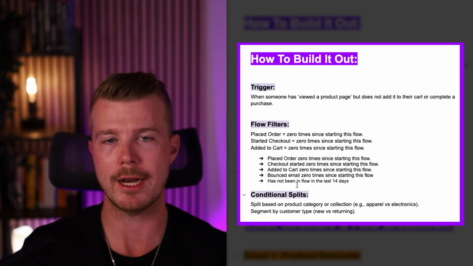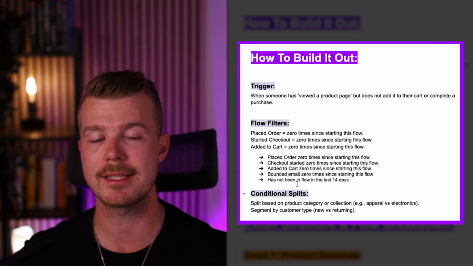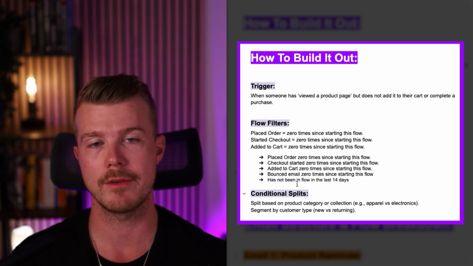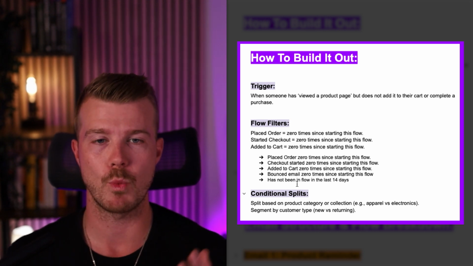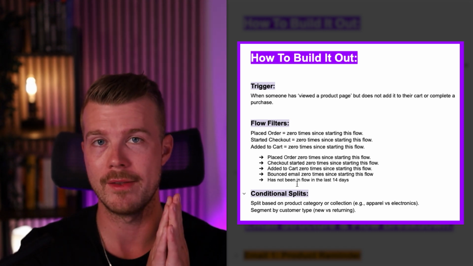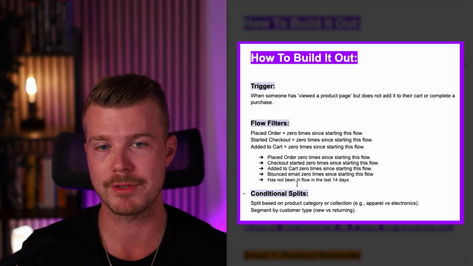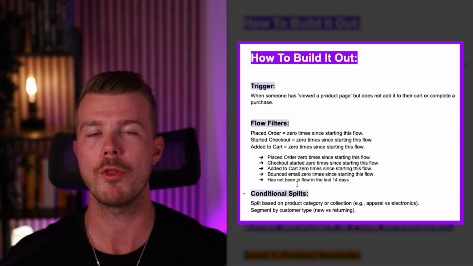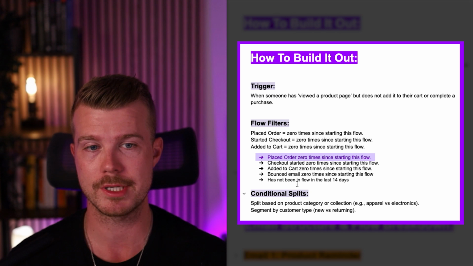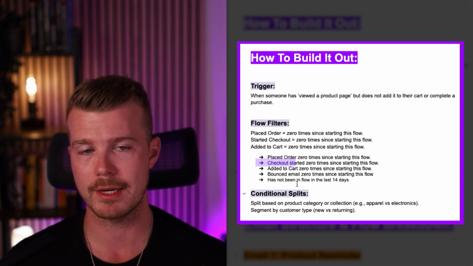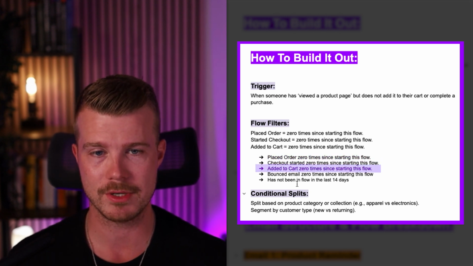Okay, so how do you actually build it out in Klaviyo? Well, the first thing is the trigger. I'm going to show you how to do this in Klaviyo as well, but I want to run through it quickly in here first. The trigger is when someone viewed a product page. And you want to make sure that you have some flow filters on here so all the people aren't getting this email. The flow filters we want to add in are placed order 0 times since starting this flow, started checkout 0 times since starting this flow, added to cart 0 times since starting this flow.